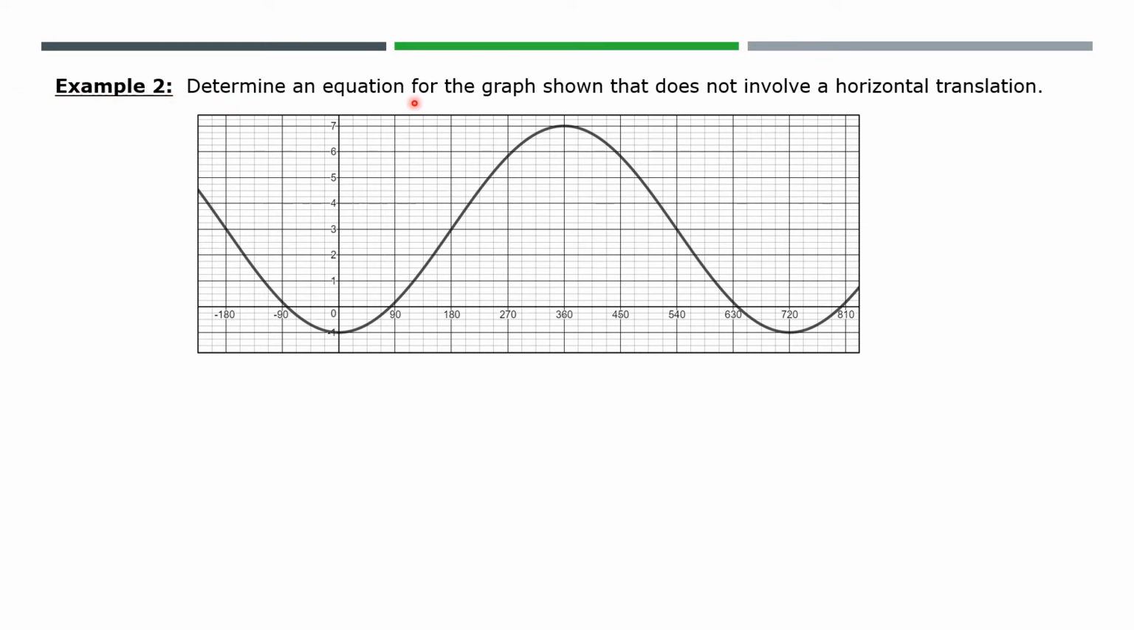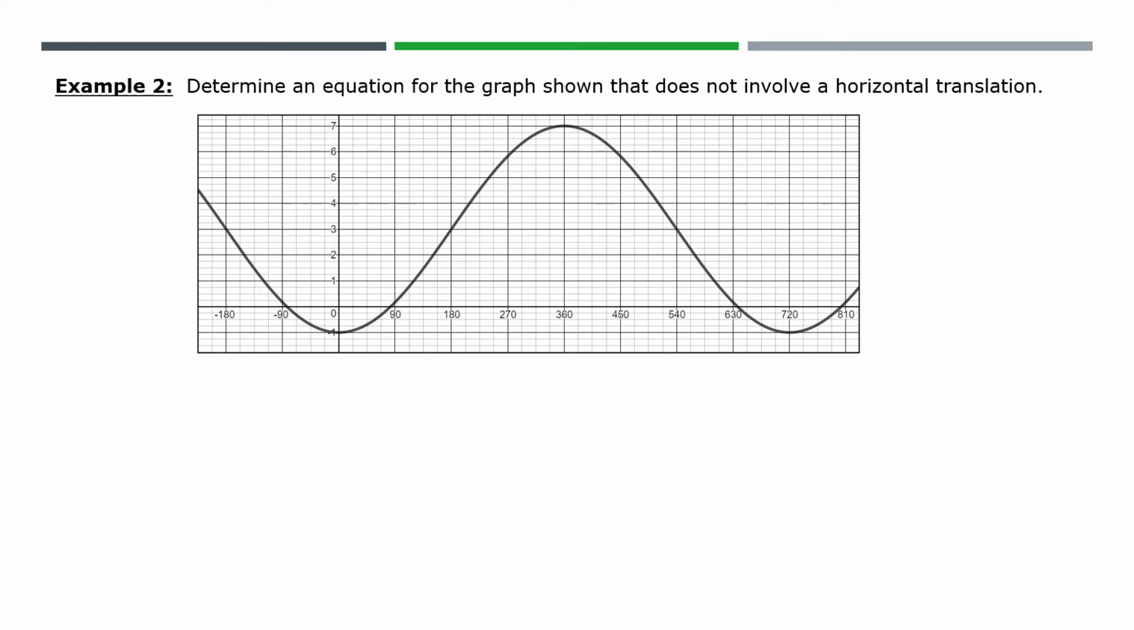Example 2, determine an equation for the graph that does not involve a horizontal translation. Again, this one has no d value. So how could that be? How could there be no d value? When I look at this graph, it doesn't look like either of my parent functions.